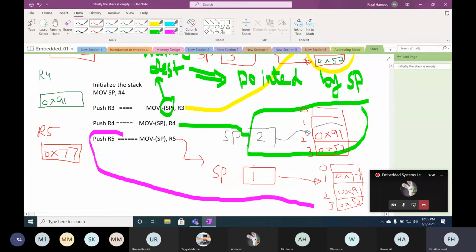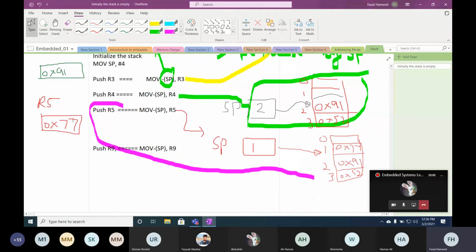If you push another element, the stack pointer will be pointing to location 0. That's the reason I have taken a small example, to elaborate it further. Now let's assume we execute push R9. This is equivalent to move minus SP, because we are using register indirect with pre-decrement on SP, and then R9. Let's assume that the value of R9 is 0x33.